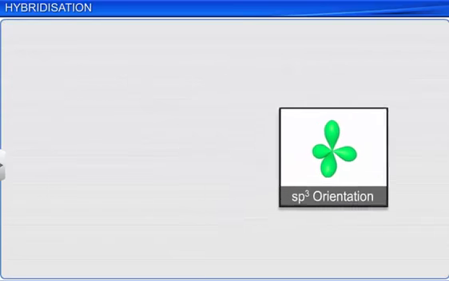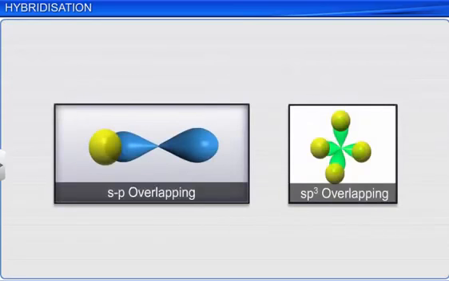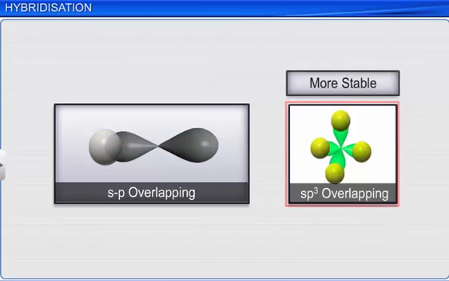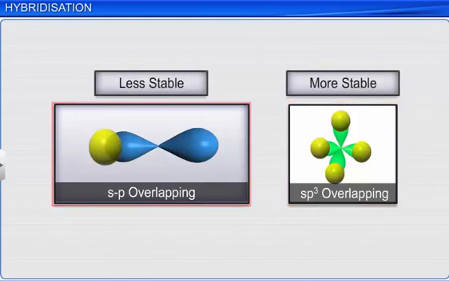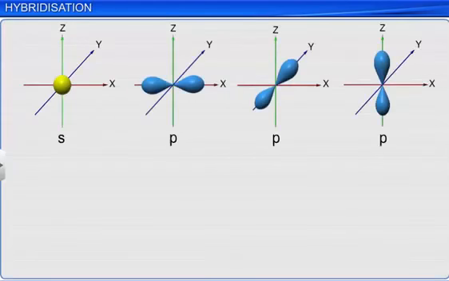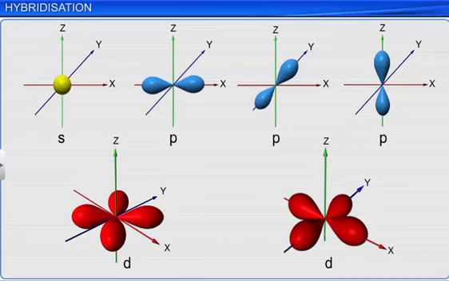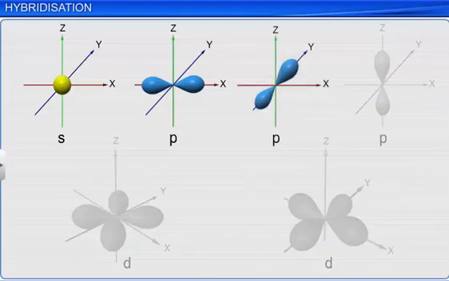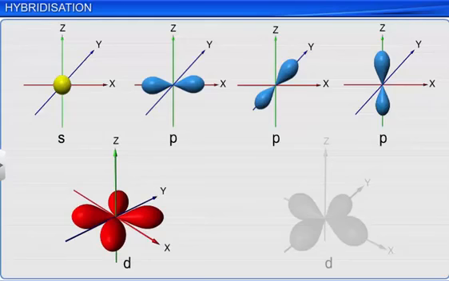Because of this, the bonds formed by hybrid orbitals are more stable as compared to those formed by pure atomic orbitals. The phenomenon of hybridization is observed in the atomic orbitals s, p and d. Their possible combinations are sp, sp2, sp3, sp3d and sp3d2. Now let's study each combination in detail.